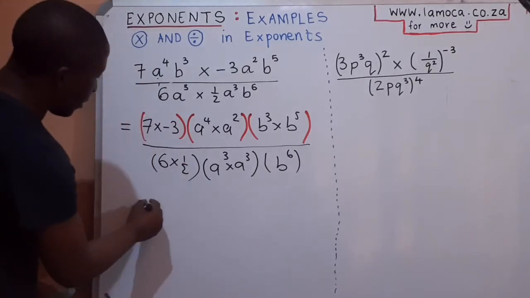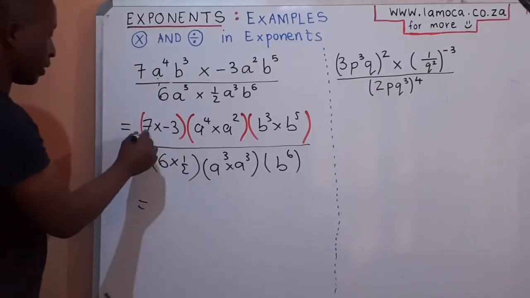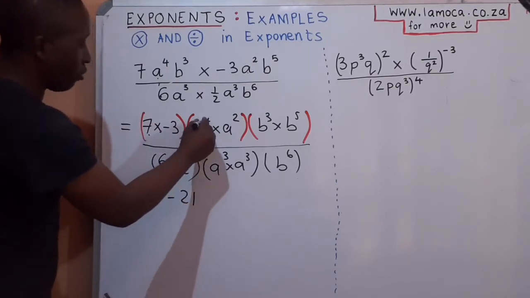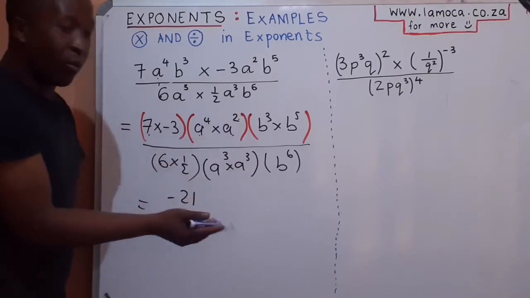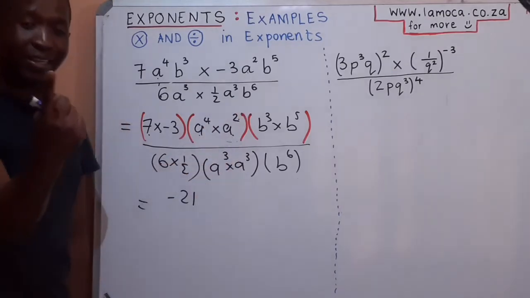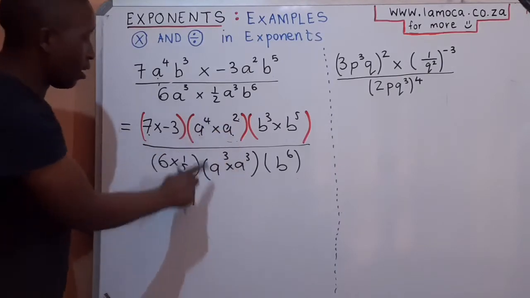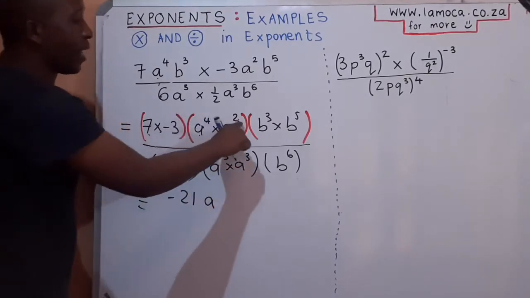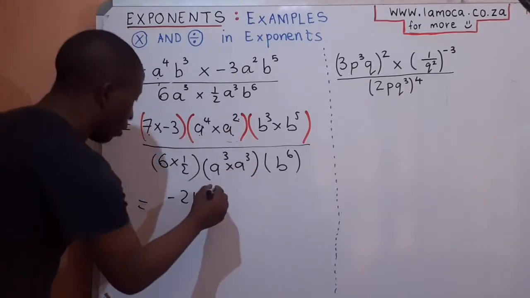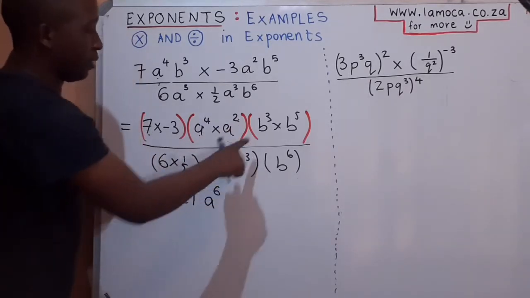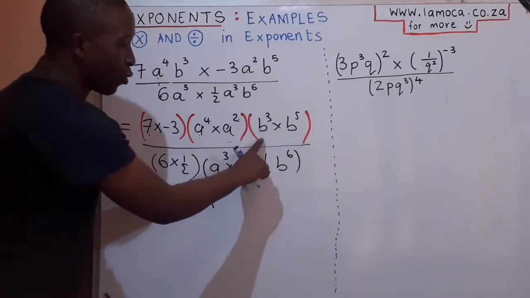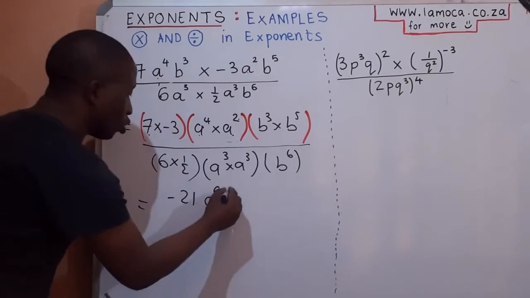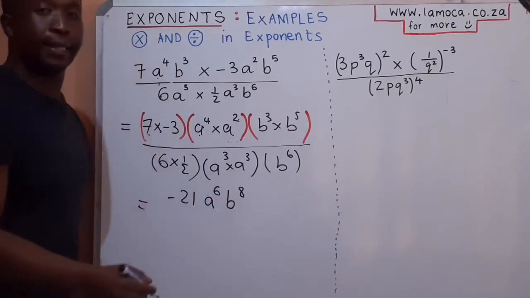Right. Now, once I'm done with this, we're then going to simplify by doing 7 multiplied by 3, which gives you negative 21, times your a to the 4 and a to the 2. Remember, when you're multiplying same bases, the first law says we need to add the exponent. So a to the power 4 and a to the power 2 is going to be a to the power 4 plus 2, which is going to give you 6. So I'm going to have a to the power of 6 times the b to the 3 and the b to the 5. Again, when you're multiplying same bases, you're going to add the exponent. So this is going to give me b to the power of exactly 8.